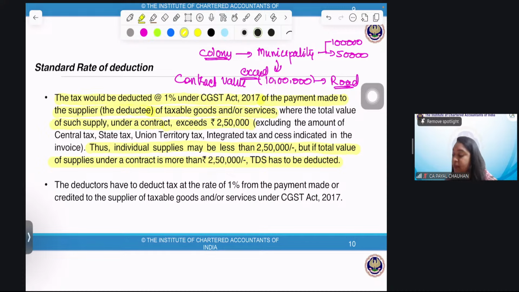The deductor. Who's the deductor? You people know the answer. Yes, that means the DDO. Now, the contractee: to deduct tax at the rate of 1% from the payment made or credited to the supplier of taxable goods or service under the CGST Act.